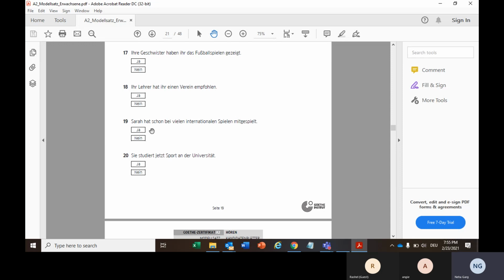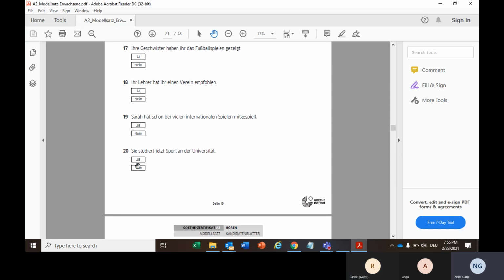Dann Nummer 19. Sarah hat schon bei vielen internationalen Spielen mitgespielt. Ja oder nein? Correct answer is no. She said that she would look forward, or she will hopefully get a chance to play internationally also. So as of now, she is not playing.